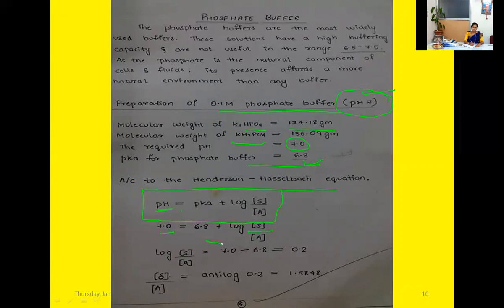7.0 minus 6.8, you'll get 0.2. Then you take the antilog of 0.2. Salt divided by acid is equal to antilog of 0.2, which is 1.5848. Hope I made myself clear to you up to this. If I'm going very quick, you can pause the video and go through it.